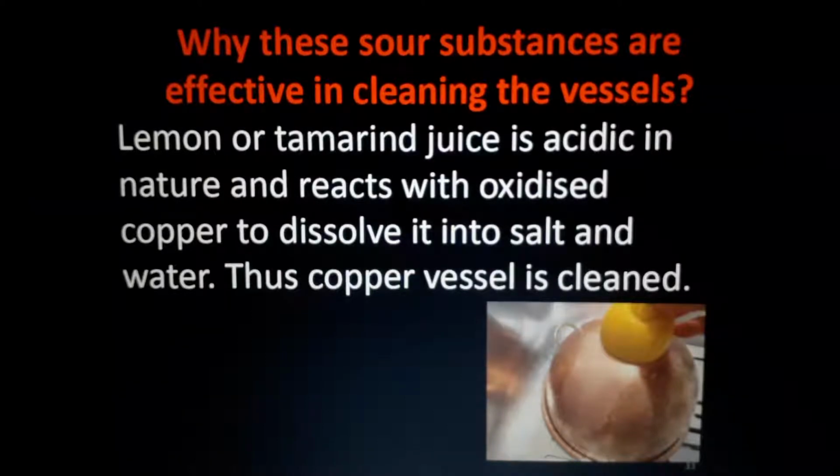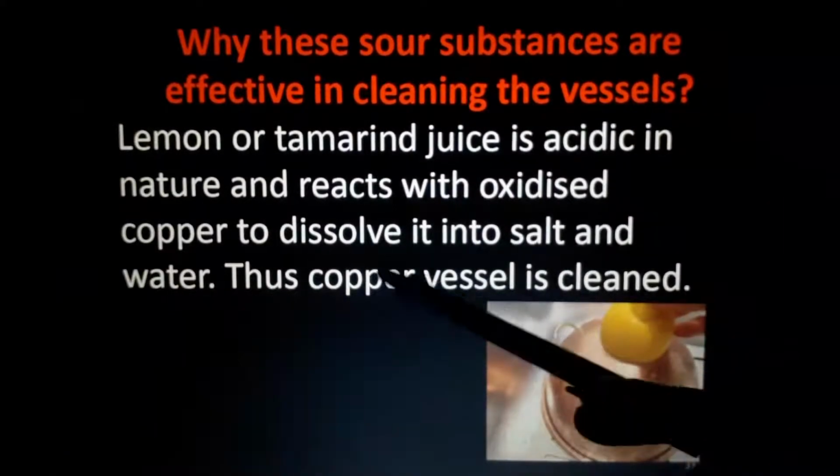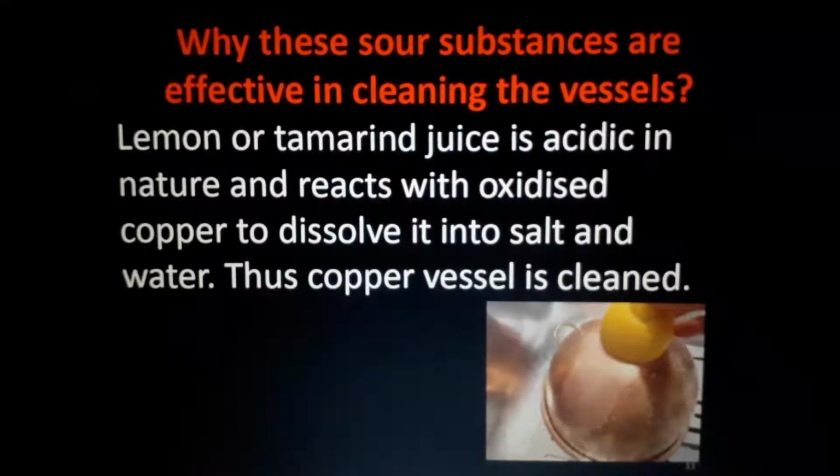So, acid in the presence of water will react with what? Oxides of copper, to dissolve them. That black color or greyish green color of that kitchen utensil or pan is due to the presence of oxides of copper, and the acid reacts with the oxidized copper to dissolve it into salt and water. Thus, the copper vessel is cleaned. Just try it at your home. You have lemon in your home, and you will have utensils made of copper. Just try it.